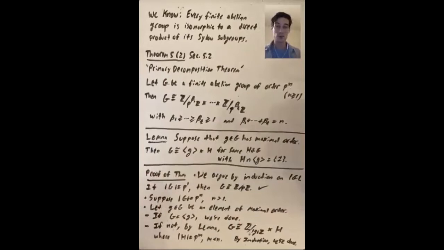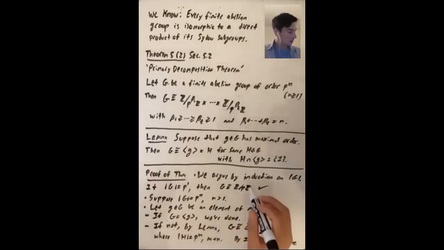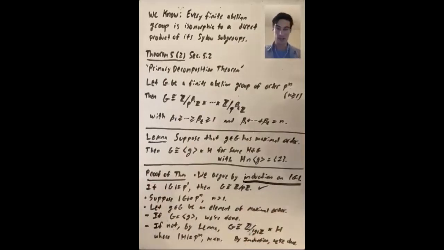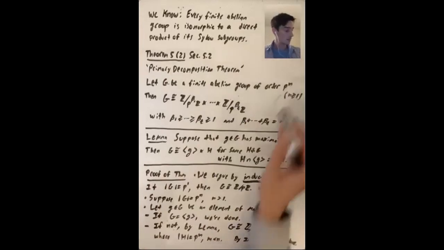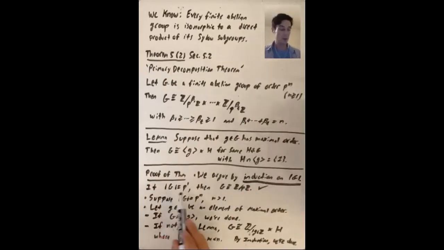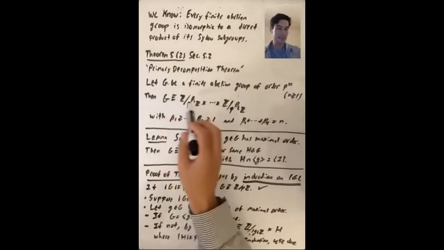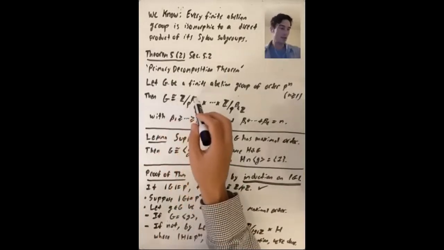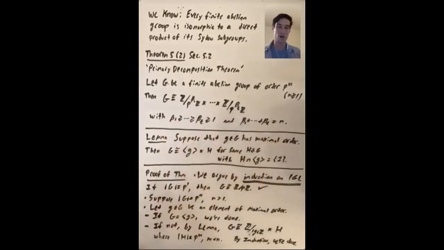And now let's prove the theorem. So the big idea here is that we're going to argue by induction on the order of G. So what's the base case? Well, n is at least 1. If G is order p to the 1, G is order p, and G is isomorphic to Z mod pZ, end of story. So that takes care of this case. We would have beta 1 equals 1 and t equals 1. That's it.